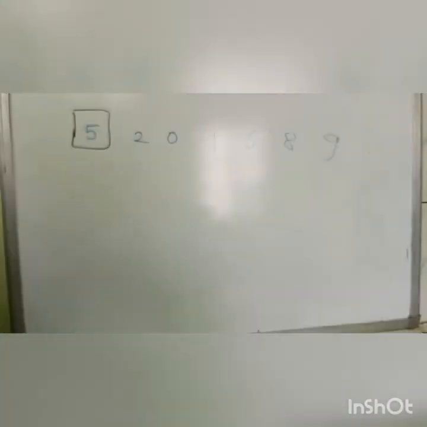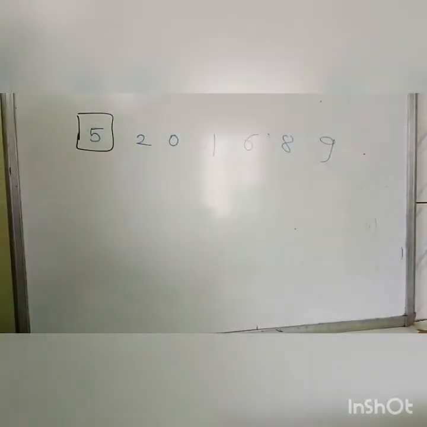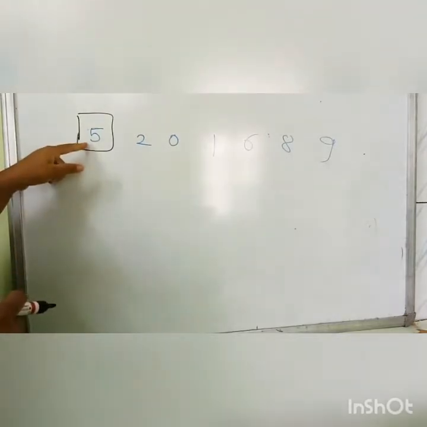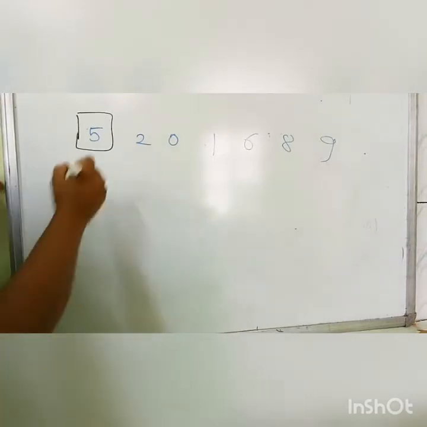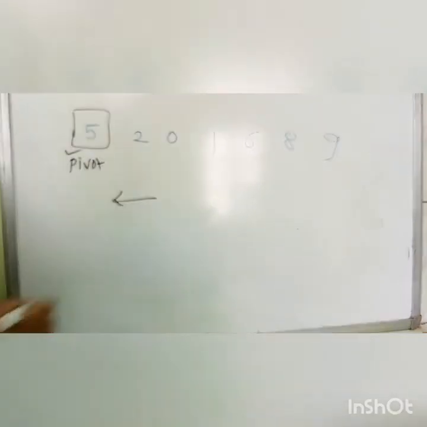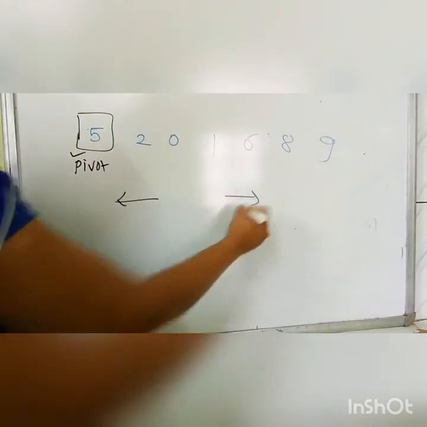Then it will apply some procedures, like algorithmic strategies, and place the pivotal element at such a position where all the elements less than this pivotal element will be arranged to the left side and elements greater than the pivotal element will be arranged to the right-hand side.